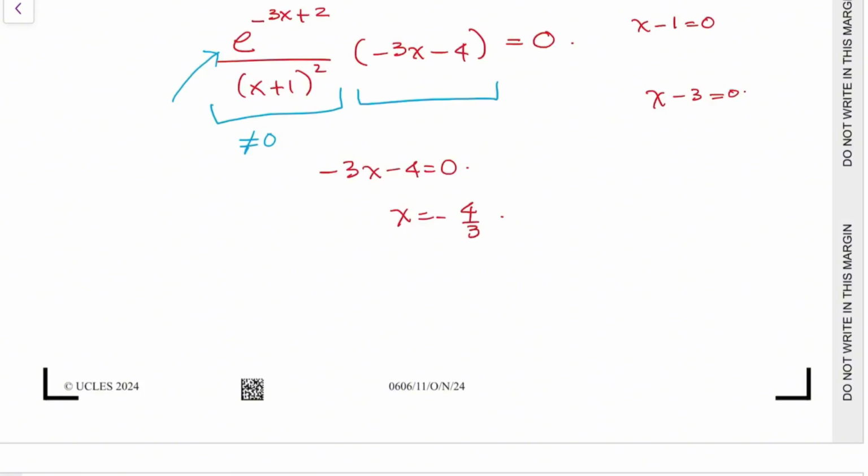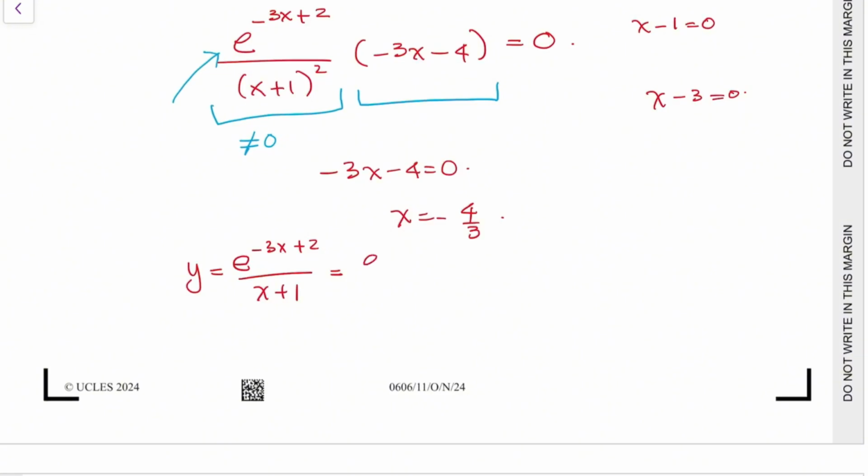When your x is equal to negative 4 over 3, then your y, which is e to the power of negative 3x plus 2 over x plus 1, then it should be e to the power of negative 3 times negative 4 over 3 plus 2 over negative 4 over 3 plus 1. Should be getting a value of negative 3 e to the power of 6. Okay?